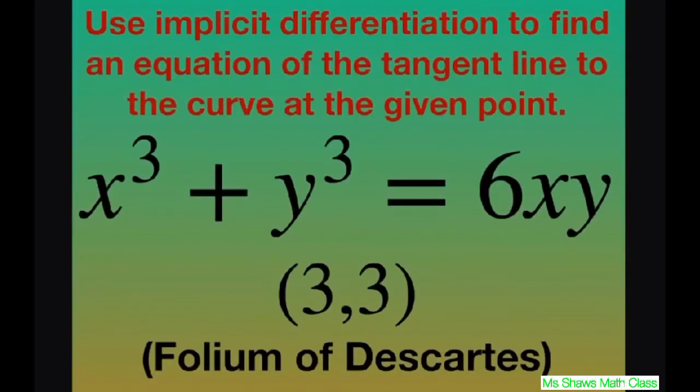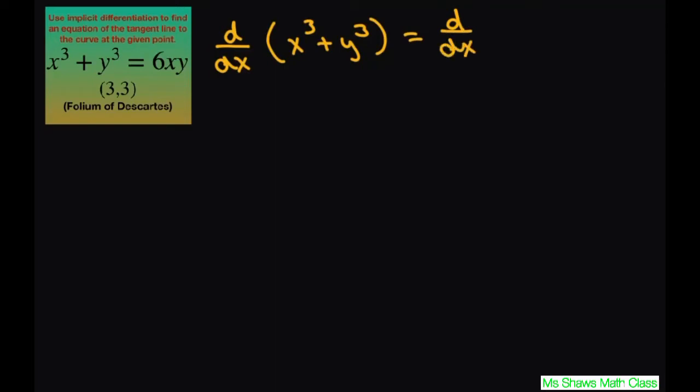Everyone, we're going to use implicit differentiation to find the equation of the tangent line to the curve at the given point. So basically we're going to take the derivative of both sides of the equation with respect to x. So let's write that down first. This 6xy, we're going to have to use the product rule for that one. So let's take the derivative of each of these terms.